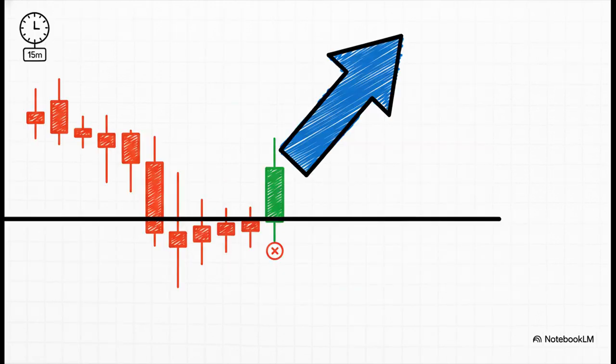And finally, we get to the fun part. We zoom into the 15-minute chart. The moment our 1-hour chart gives us that good-looking buy setup, we use this little chart to find our exact entry point. We're looking for that one specific bullish candle, that little pattern that tells us, okay, the dip is over, it's go time. And that is how you time your entry with precision.